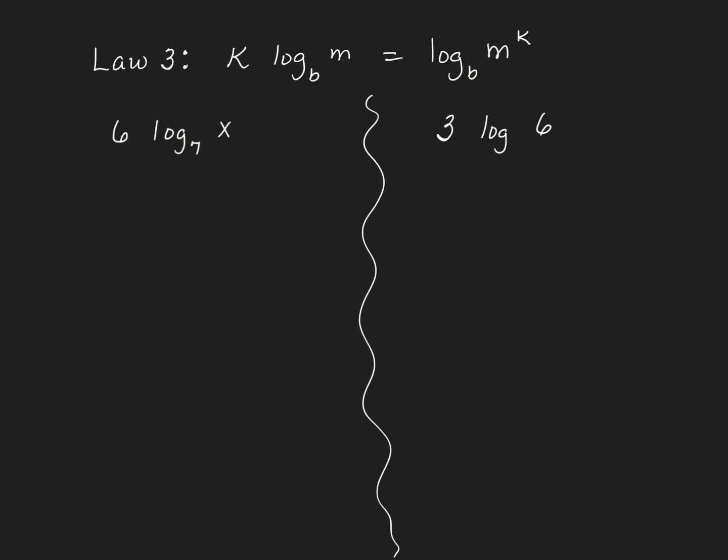So I'm going to take this 6, bring it up, and make it an exponent. That's all I'm going to do. So this changes into log base 7 of x, and that becomes a 6 up there. And that's it. It's simplified. Try the next one.